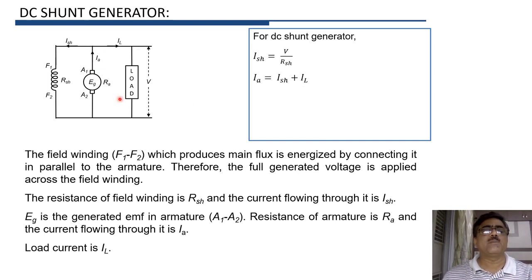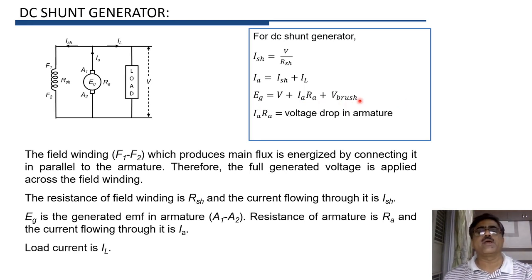Then again, by applying Kirchhoff's voltage law to this loop, Eg is the sum of terminal voltage V plus voltage drop in armature plus brush contact voltage drop, and therefore Eg is equal to V plus IARA plus V brush. So here IARA is voltage drop in armature and V brush is brush contact voltage drop.